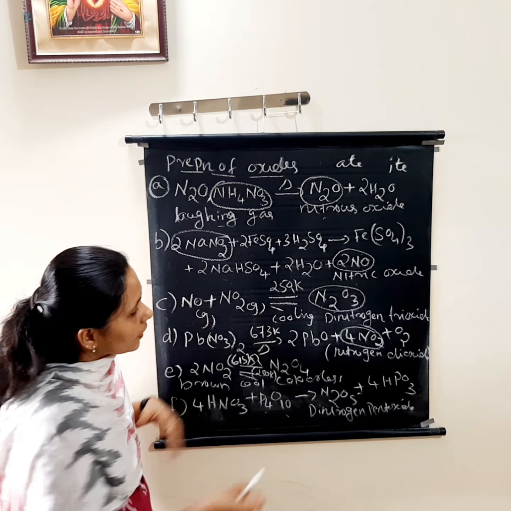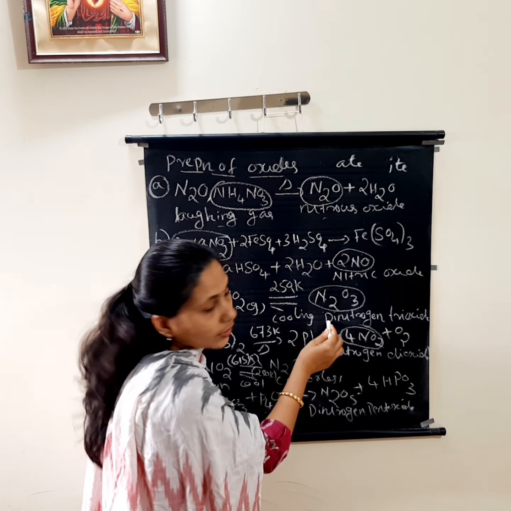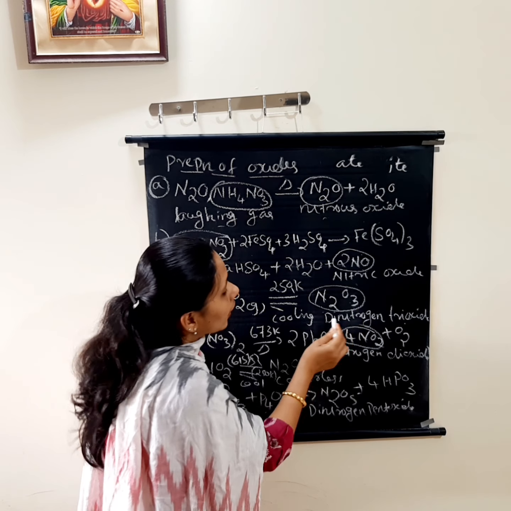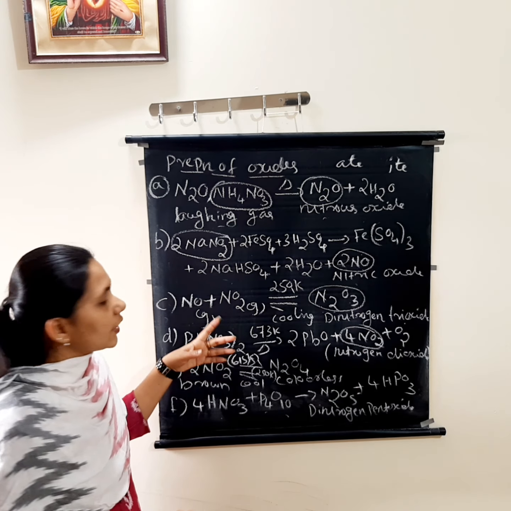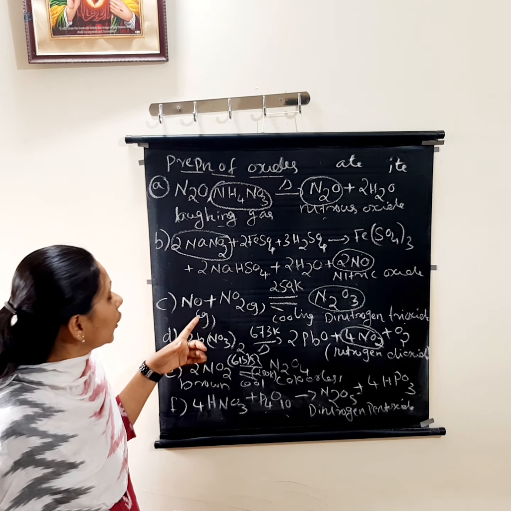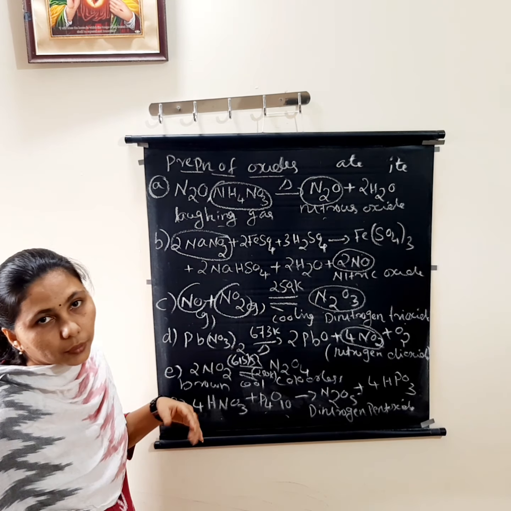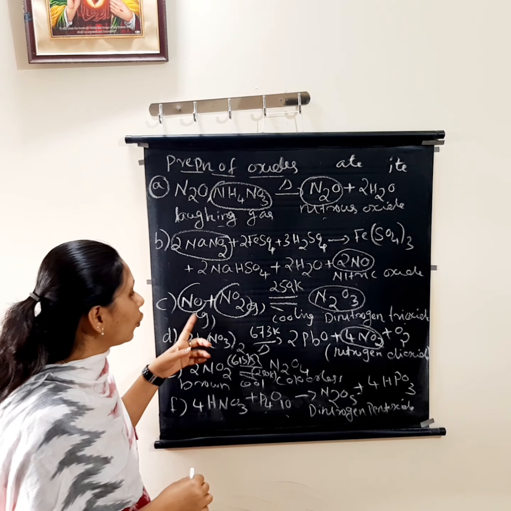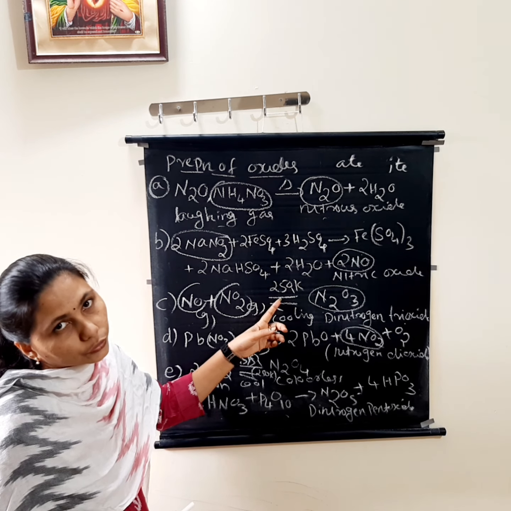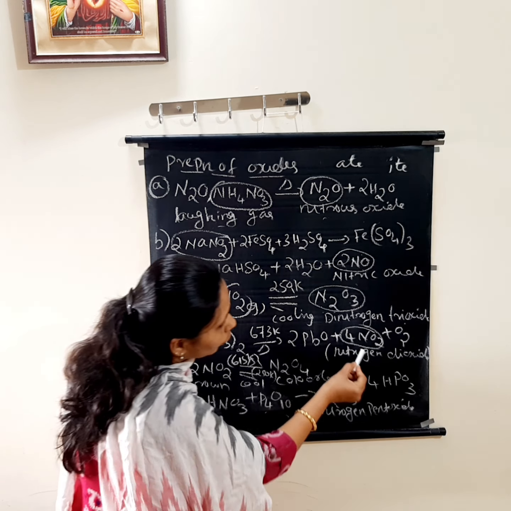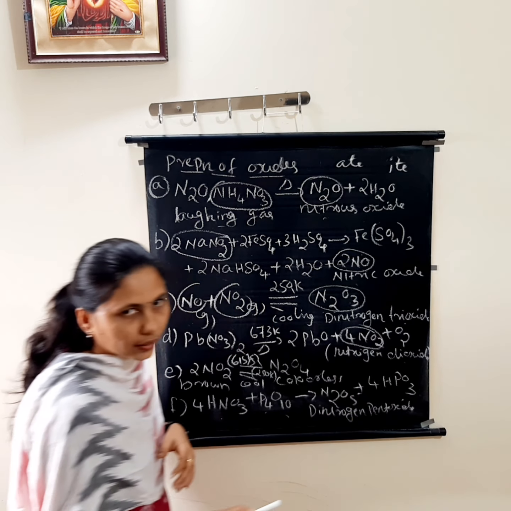Next one is preparation of N2O3. N2O3 is known as dinitrogen trioxide, 2 nitrogen and 3 oxygen. It is prepared by cooling an equimolar mixture of NO and NO2 below 250 Kelvin. Next one is NO2, nitrogen dioxide.